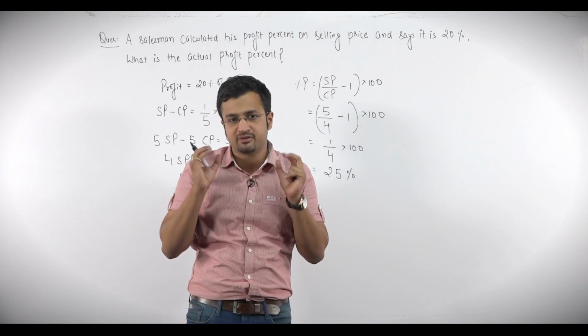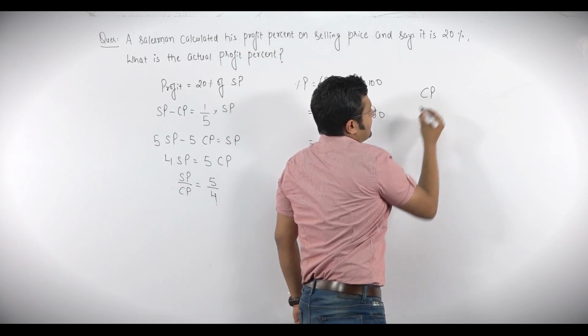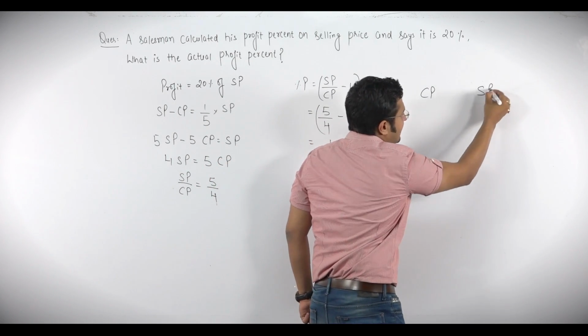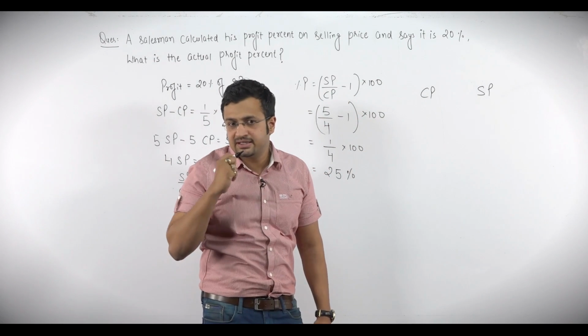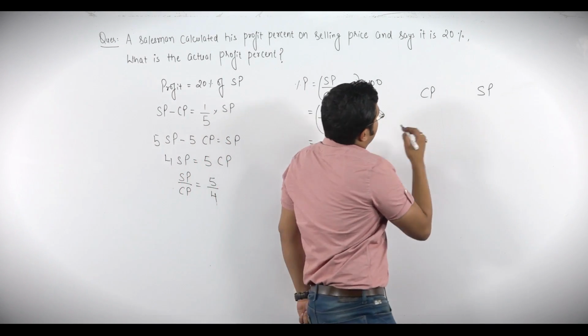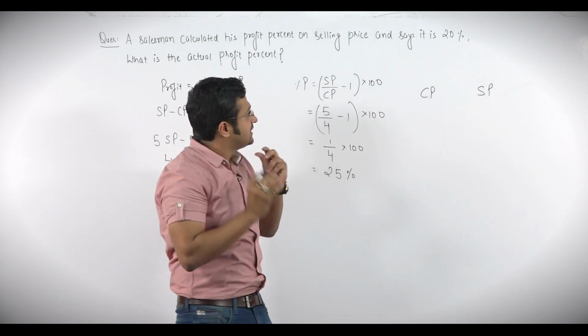Now, can you solve this problem mentally? Yes. See, there's one thing called cost price, other thing called selling price, and we know one basic thing: profit percent is nothing but percentage increase. So, okay, now think about this problem in this way.